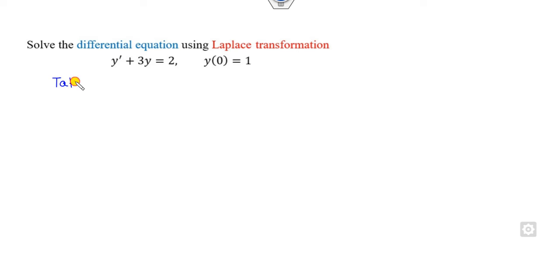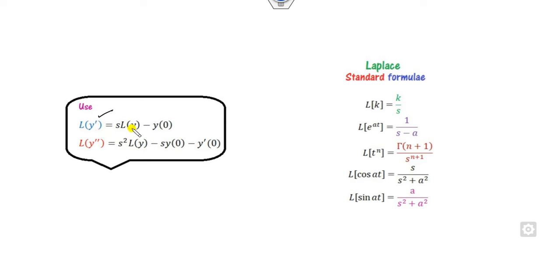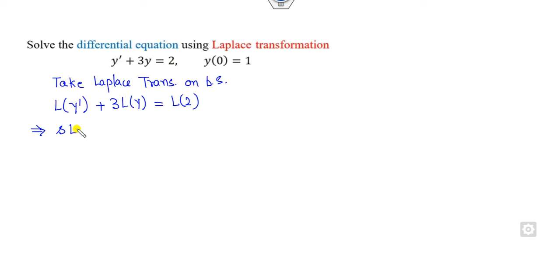Take the Laplace transformation on both sides. The first part is Laplace of y dash plus 3 Laplace of y, which equals Laplace of 2. What is the Laplace of y dash? I can use this: s times Ly minus y naught. There is no derivative in the second term, so it is as such. Laplace of 2 is 2 over s.